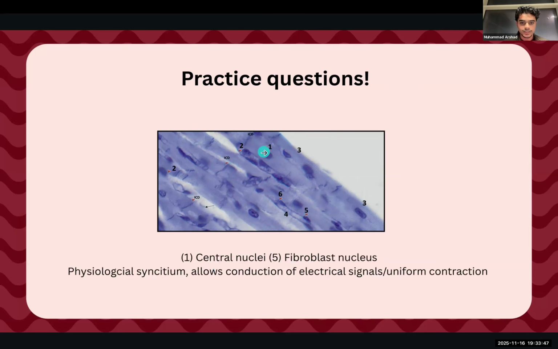So 1 is the central nuclei of the smooth muscle cell, 5 is the fibroblast nucleus. And then it's something called physiological syncytium. It allows the conduction of electrical signals and uniform contraction. So all of the cardiac muscle cells contract at once due to the intercalated disc. To be honest, it wasn't really touched upon in the slides, but I thought it was important to include this.